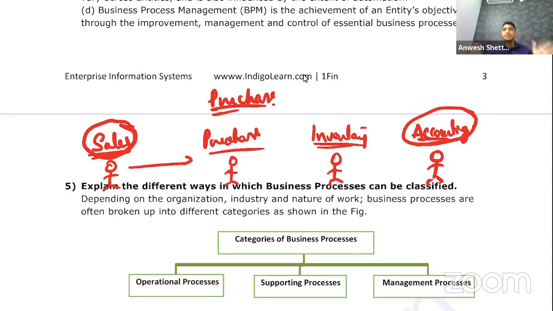Okay, and each and every time this has to happen the same way. Then we call it managing the business process. Everybody should be defined, everybody should know what they are supposed to do, and when we do that, we call it managing the business process. We will discuss in detail.